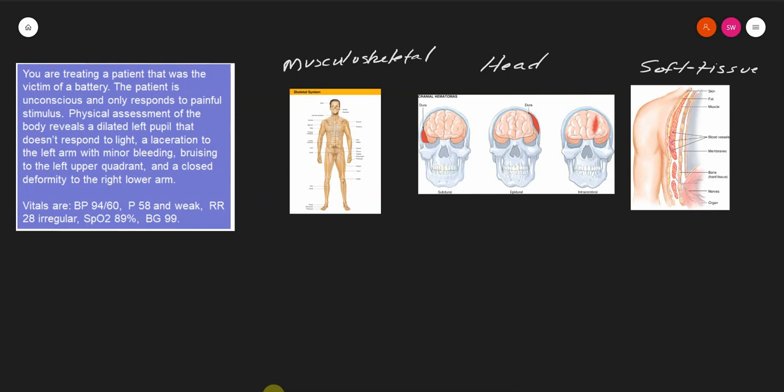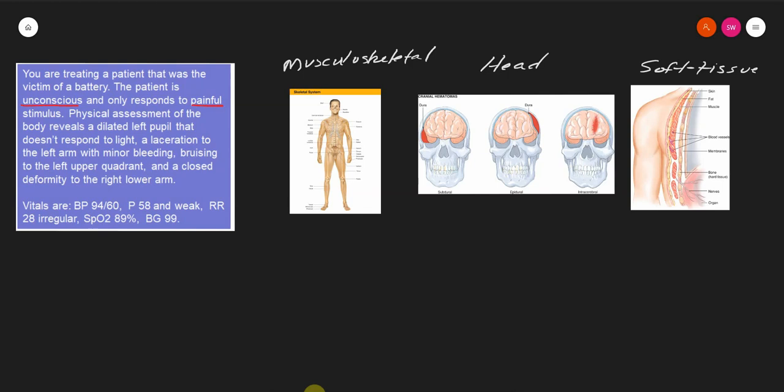So based on the information we have, what do we suppose is most likely going to be the issue with our patient? What is it that we want to try to focus on treating? So let's look at this scenario in detail here. Let's first of all look at some of the main points here. So the patient is unconscious, right? An unconscious patient, that's a big deal. I want to pay attention to that. Responds only to painful stimulus.